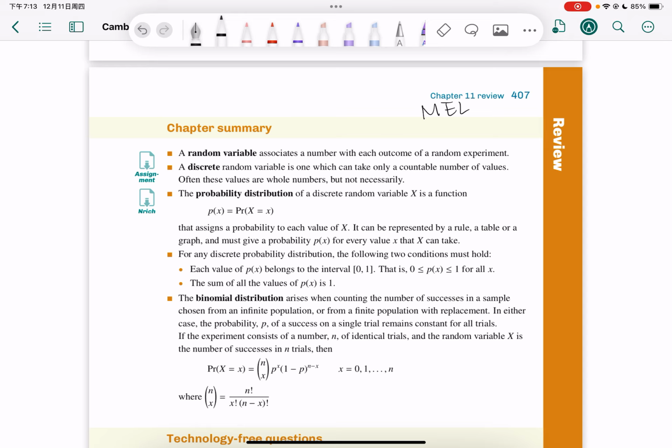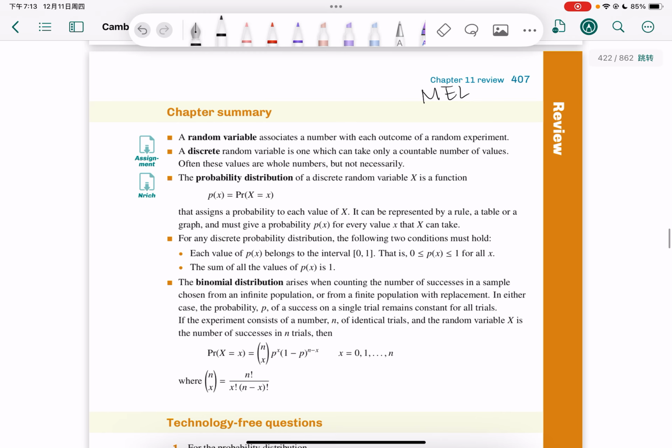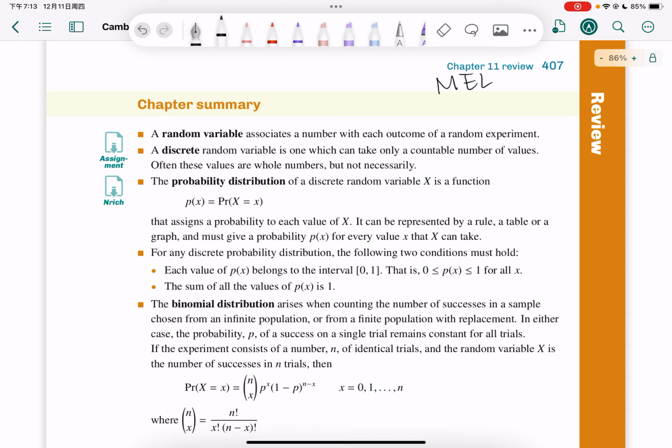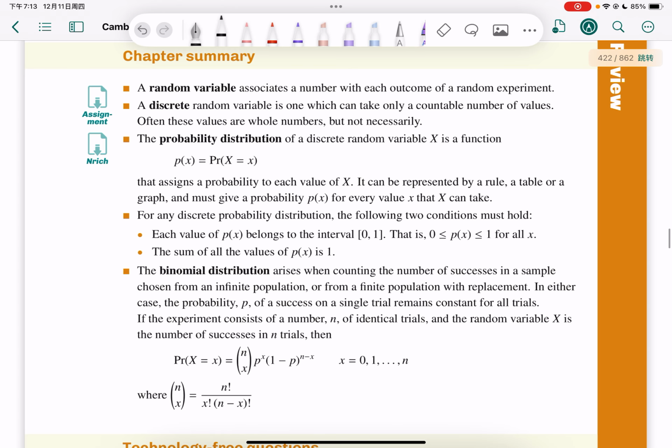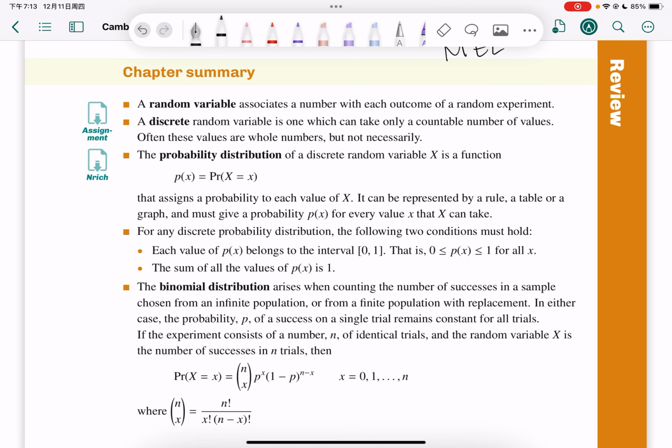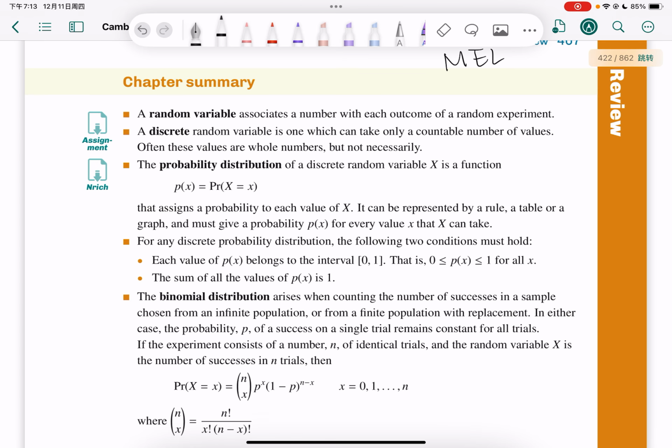This is Math Methods Unit 1 and 2 of the VCE subject. Okay, so this one is about random variable, probability, and binomial distribution. Let's go through it bit by bit. So what is a random variable? A random variable associates a number with each outcome of a random experiment.